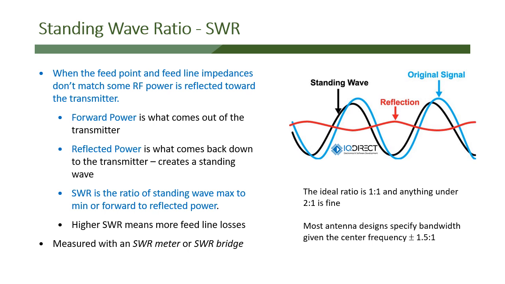And anything below 2-to-1 is generally something the transmitter can compensate for, and if it gets higher than 3-to-1, most transmitters have circuitry in them. They'll begin reducing power to protect the transmitter if they see a high SWR.